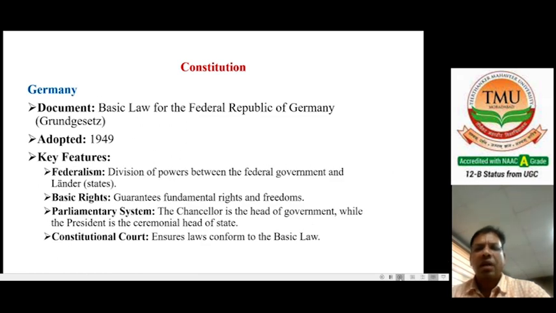Next, important constitutions of Germany. When we're talking about Germany, that is the Basic Law for the Federal Republic of Germany, and it was adopted in 1949. Key features of the German constitution: federalism, division of power between the federal government and the Länder, which are called the states. Basic rights grant the fundamental rights and freedoms. Parliamentary system, the chancellor is the head of government while the president is the ceremonial head of state. Constitutional courts ensure laws conform to the Basic Law. These are some basic ideas about the German constitution.